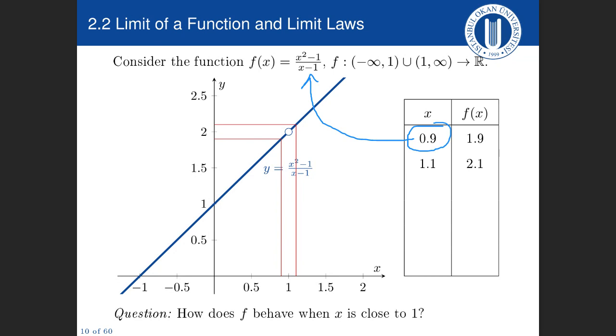We can put 0.9 or 1.1 into the formula at the top. We can calculate 0.9 squared minus 1 divided by 0.9 minus 1. And I'll leave it for you to check. The answer is 1.9. Or if we put 1.1 into there, then we get f of x is 2.1.